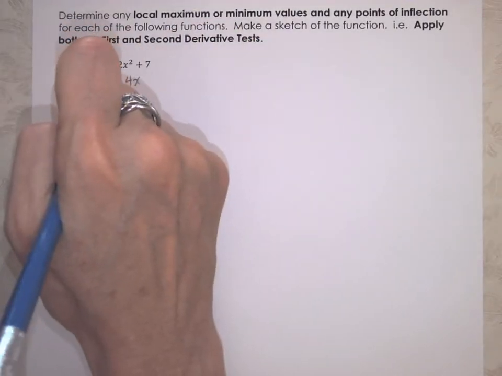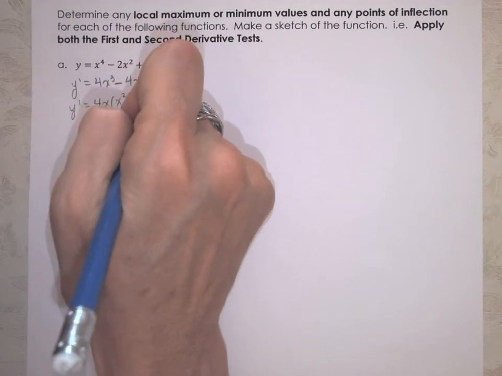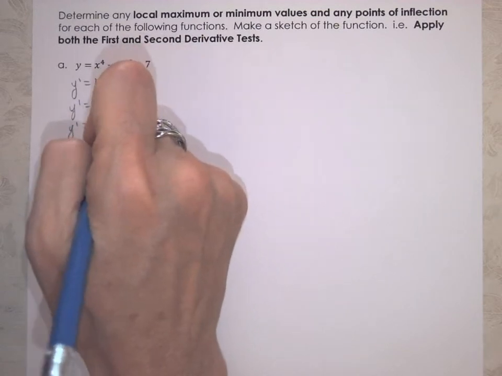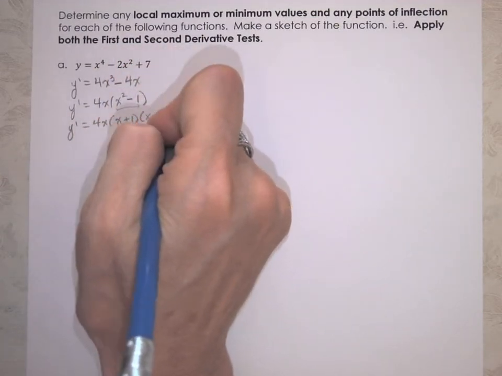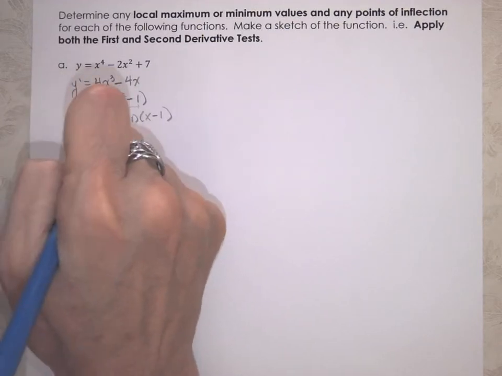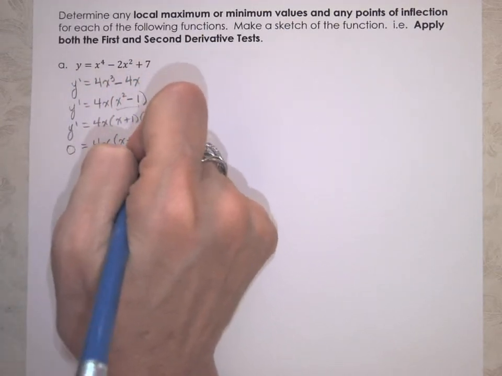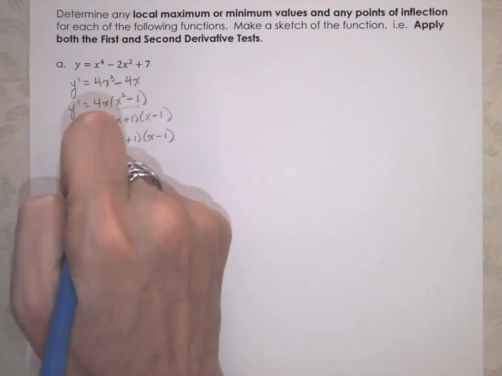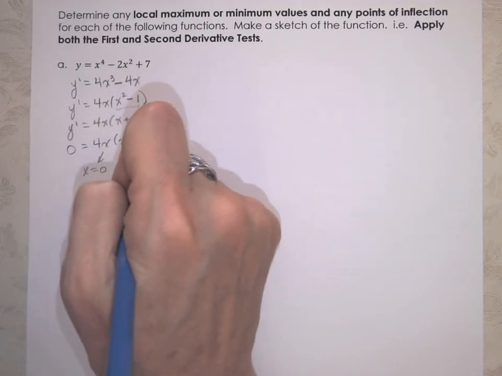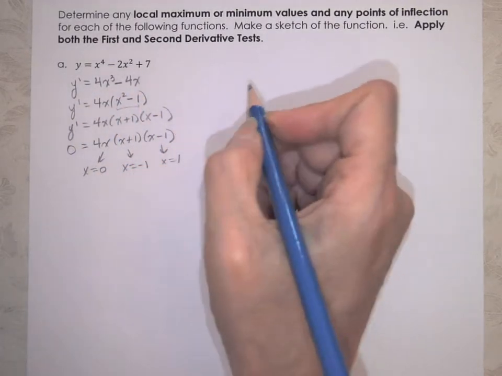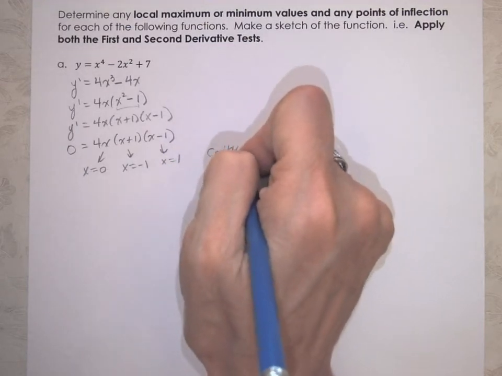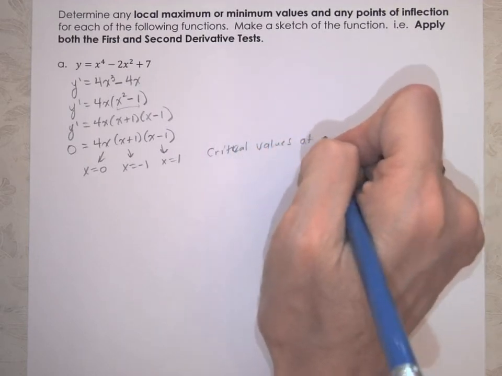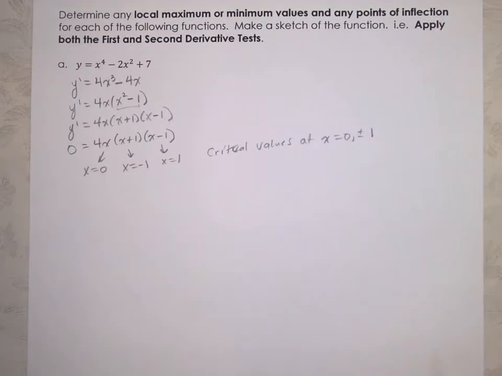So I can factor out 4x. And also I can factor x squared minus 1 as a difference of squares. Set it equal to 0 to find my critical values. And then I can see that x equals 0, x equals -1, and x equals +1 are my critical values.